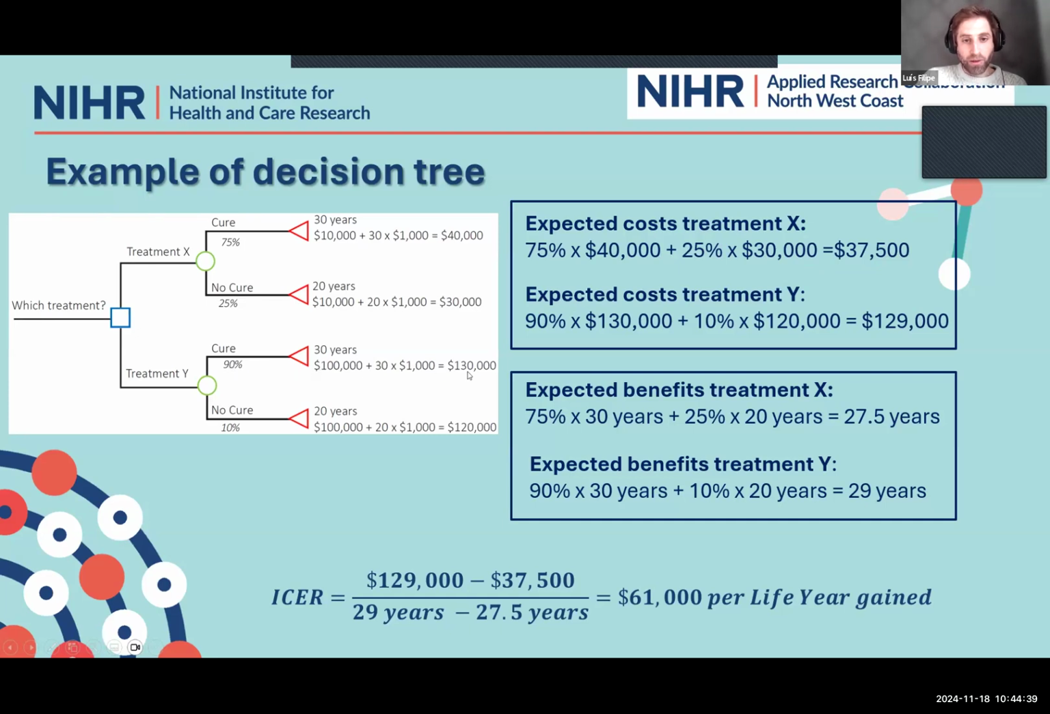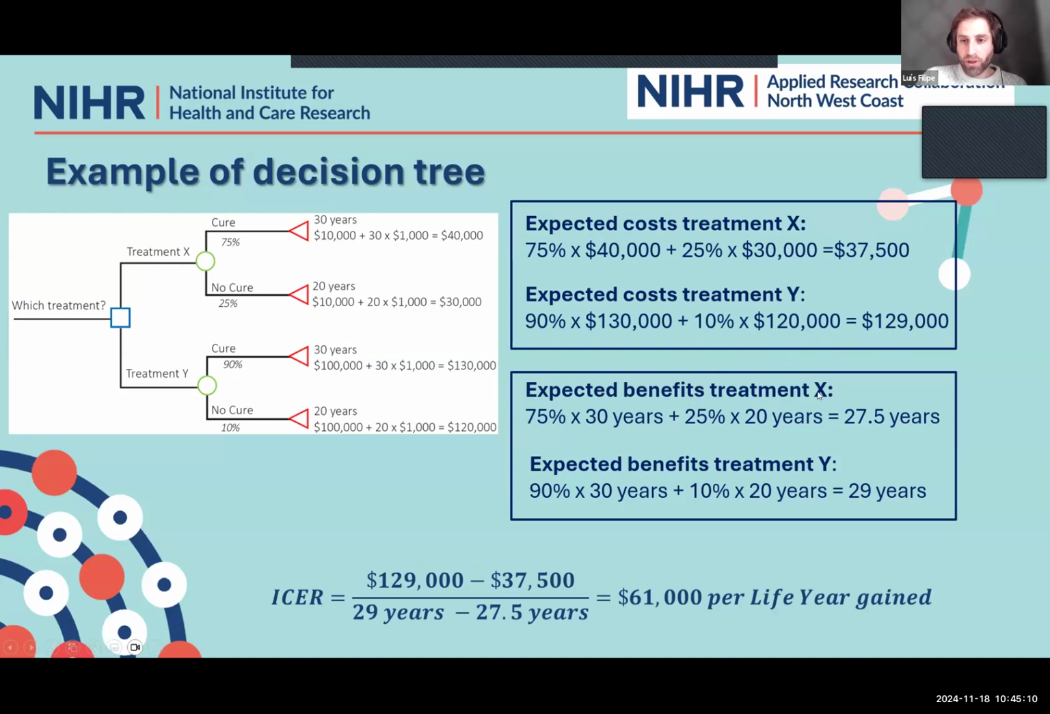Now, you can do the same for treatment Y. The cost of being cured is $130,000. And then not being cured is $120,000. So you can again multiply by the probabilities, 90% times the cost of being cured plus 10% times the cost of not being cured, and you get this $129,000. Sorry, I keep saying pounds, but it's dollars. It doesn't matter anyway.